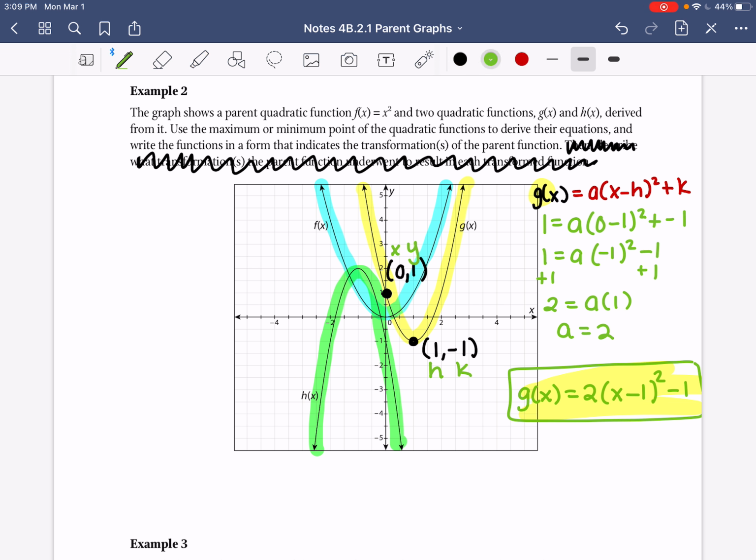So the transformations made: it was stretched by 2. It was moved right 1, even though it's minus, and then down 1. So we moved right 1, down 1, and then it was stretched by 2.